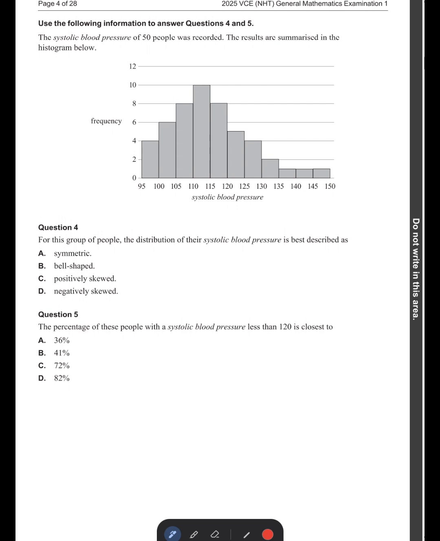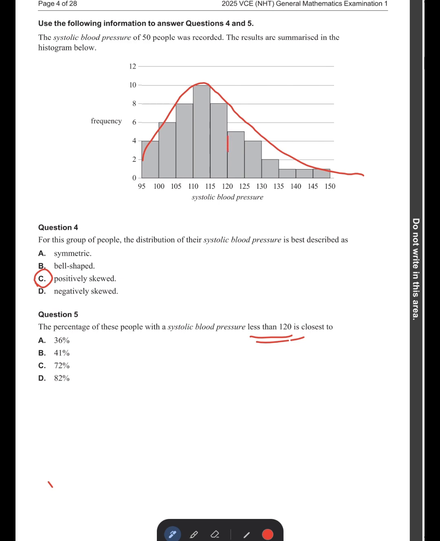All right, use the following information to answer questions 4 and 5. So we've got a systolic blood pressure of 50 people. For this group of people, the distribution is described as. Now we can see here that we are tapering off to the positive side, which means that that's going to be positively skewed. And the percentage of people with systolic blood pressure less than 120 is closest to.